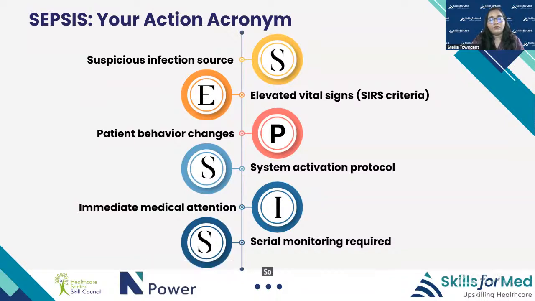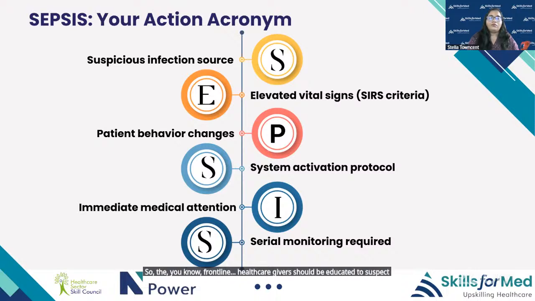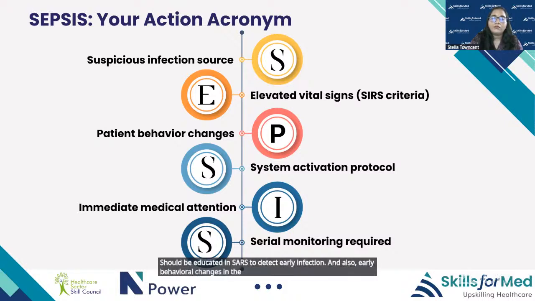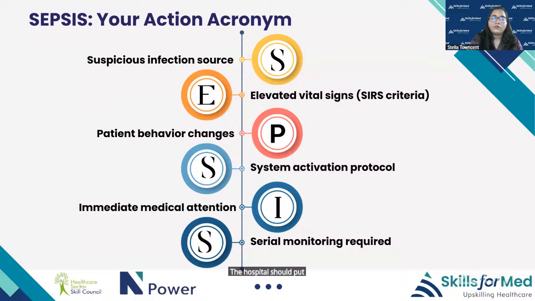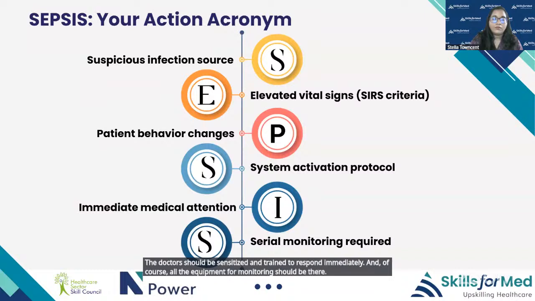So the frontline healthcare givers should be educated to suspect the infection source, should be educated in SIRS to detect the early infection, and also early behavioral changes in the patient. The hospital should put in an escalation protocol for such cases. The doctors should be sensitized and trained to respond immediately. And of course, all the equipment for monitoring should be there. Next slide, please.